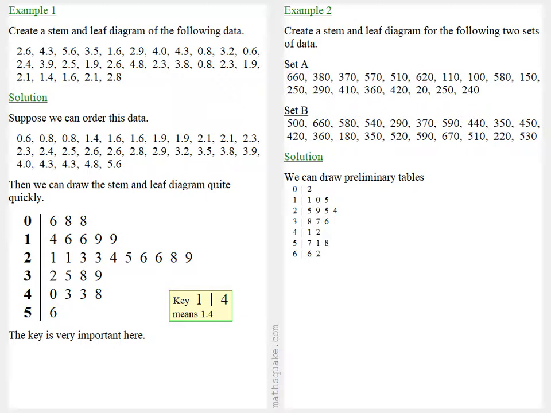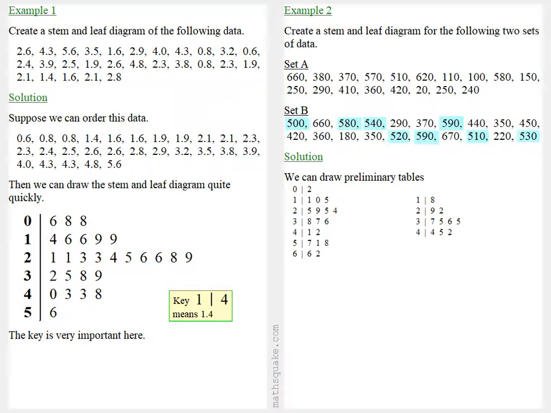Now we can do the same thing with the second list. The lowest number is 180, and so that's 18. In the 200s, you've got 290 and 220, so that's 292. In the 300s, you've got 370, 350, 360 and 350, so that's 37565. In the 400s, we've got 440, 450 and 420, so that's 4452.